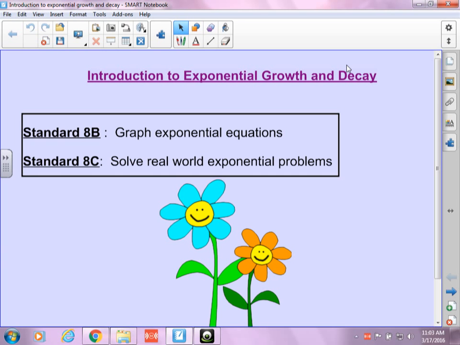So you'll notice we're moving to 2 new standards. We're on standard 8B, which is graph exponential equations. And then 8C, we're going to solve real-world exponential problems. Right? So that'll be your next test.